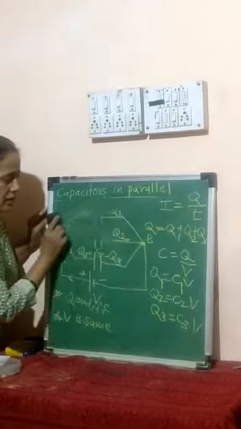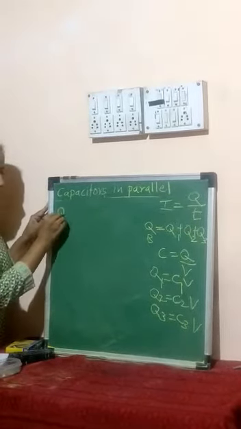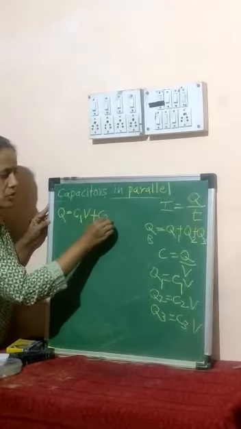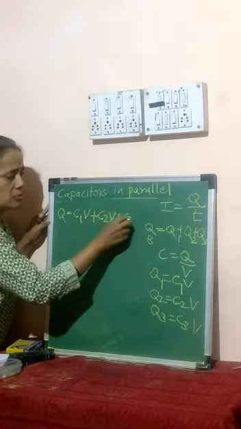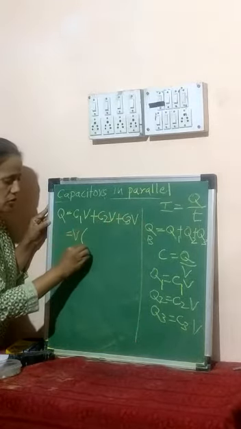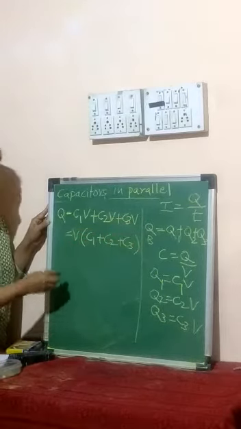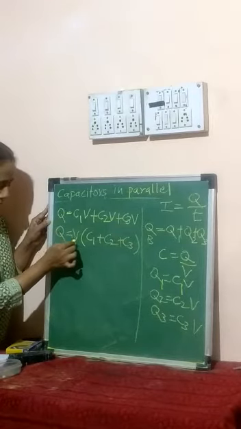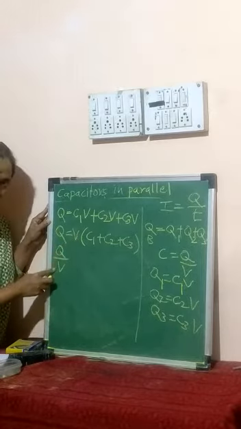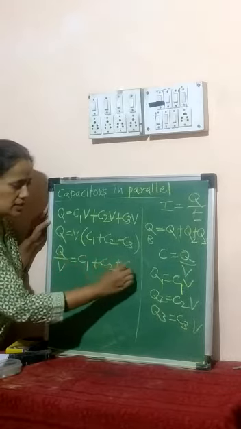So now the equation of charge becomes: Q is equal to, instead of Q1 I put C1V, instead of Q2 I put C2V, and instead of Q3 I put C3V. In that, V is common, so taking V common, inside the bracket we have C1 plus C2 plus C3. Now I can write the same equation as Q upon V, taking the voltage to the other side for division, which is equal to C1 plus C2 plus C3.